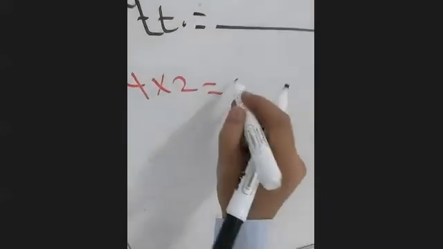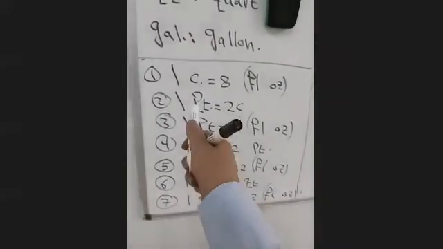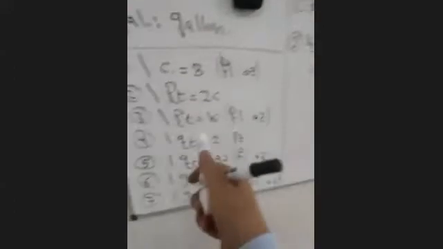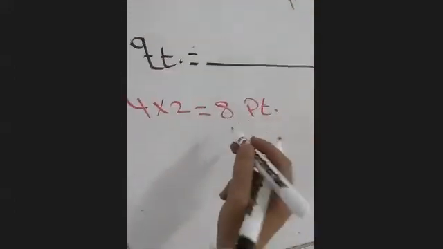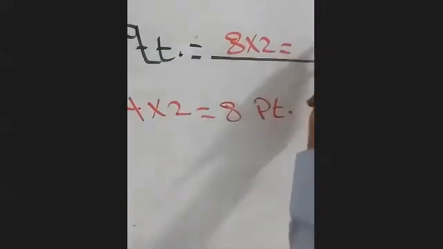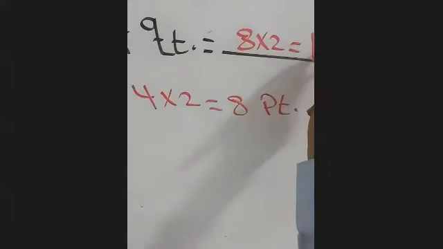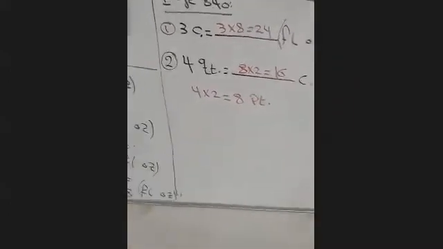8 pints. Now I have the pint. Let's turn it from pint to cup to answer the question. Now, let's multiply by 2 from pint to cup. So, 8 multiplied by 2 equals 16 cups. Okay, so here I do an extra step to find the answer.